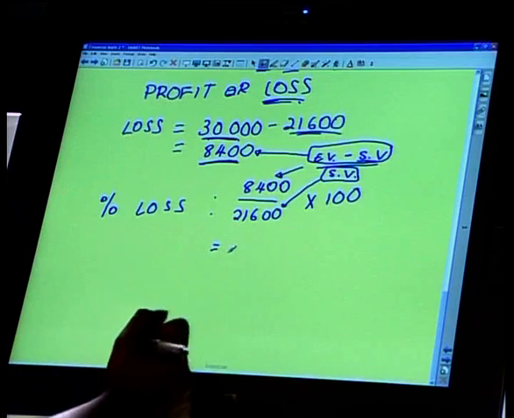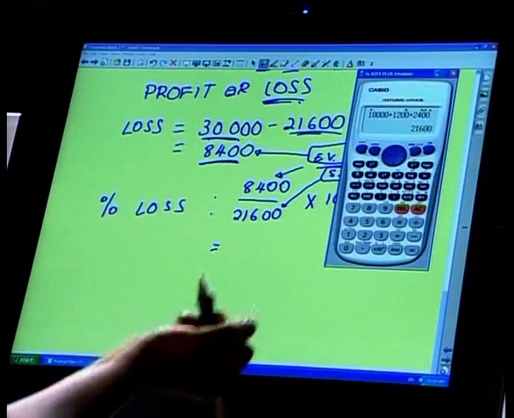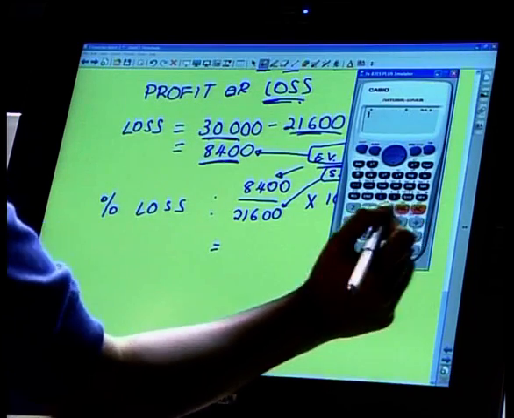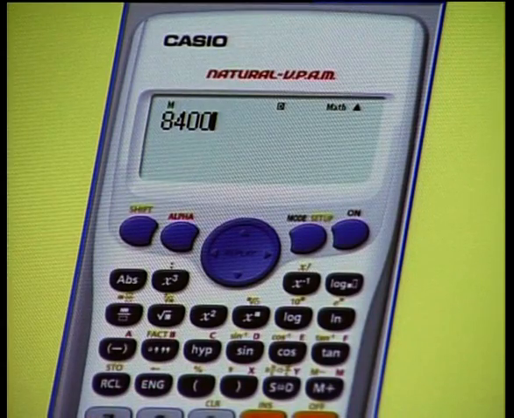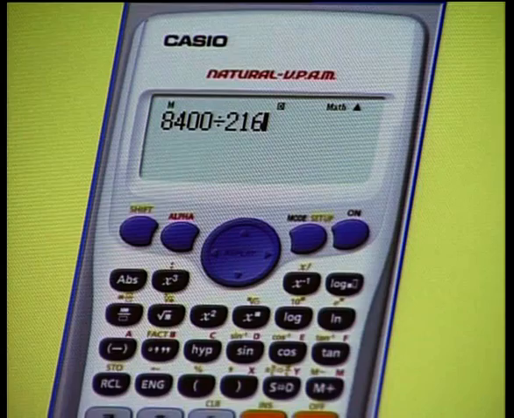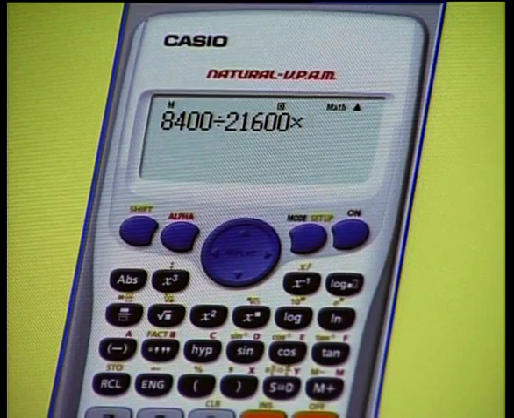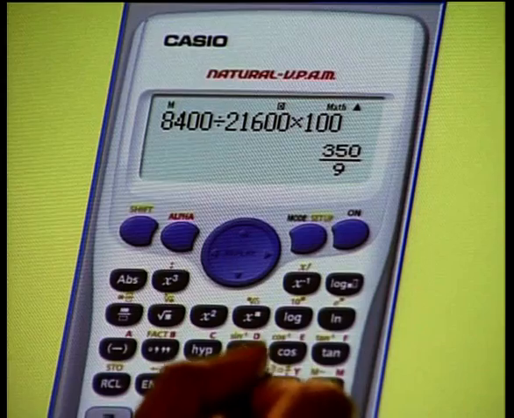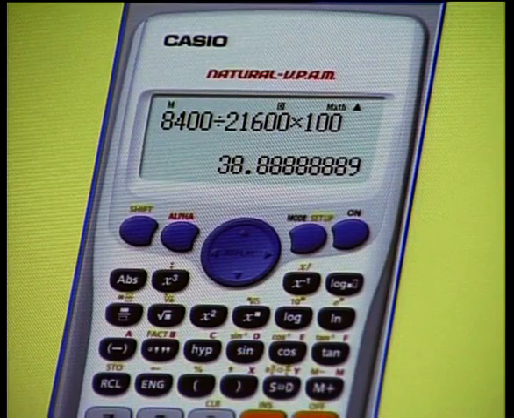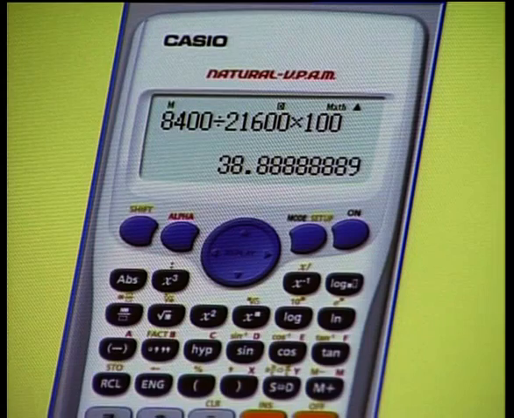We can then put that onto the calculator. Let's see what we get. So it's 8,400 divided by 21,600. All that is times by 100. And that gives us an answer of 38.9%.